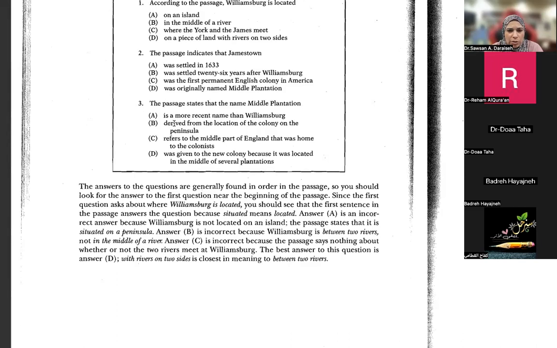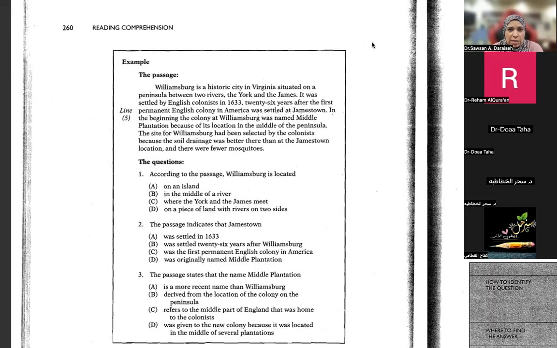We want to look at the question again. The passage states that the name Middle Plantation is a more recent name than Williamsburg. I want to ask you, is this name more recent than Williamsburg? No. Let's see. Williamsburg is a historic city in Virginia, situated on a peninsula between two rivers, the York and the James. It was settled by English colonists 26 years after the first permanent English colony in America, which was in Jamestown.